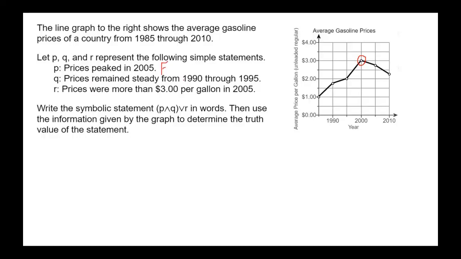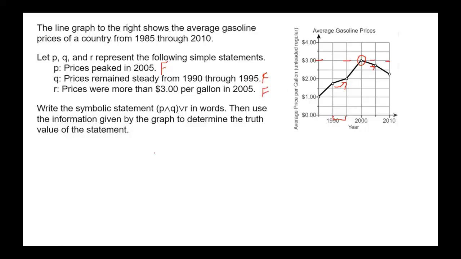Prices remained steady from 1990 through 1995. So we want to look from 90 to 95, but I can see that this is headed uphill. So that statement is also false. Prices were more than $3 per gallon in 2005. So I want to look at 2005, and I can see here the price per gallon falls beneath this $3 line that's going across. So that third statement is false as well.